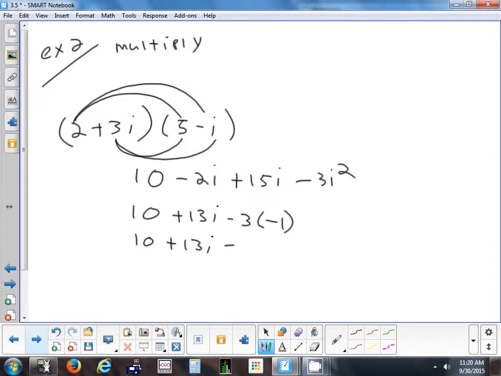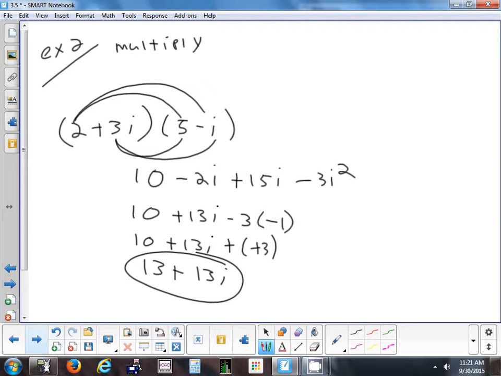Or, we can do it this way. What's 3 times negative 1? Negative 3. And now we're subtracting a negative, so that becomes positive. And now I can combine 10 with 3. Okay, just a coincidence that the real and imaginary parts came out the same. That usually doesn't happen.